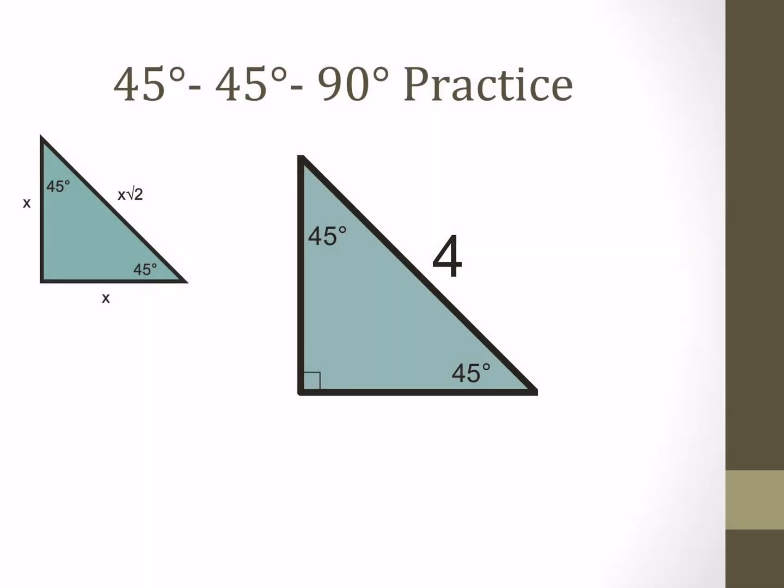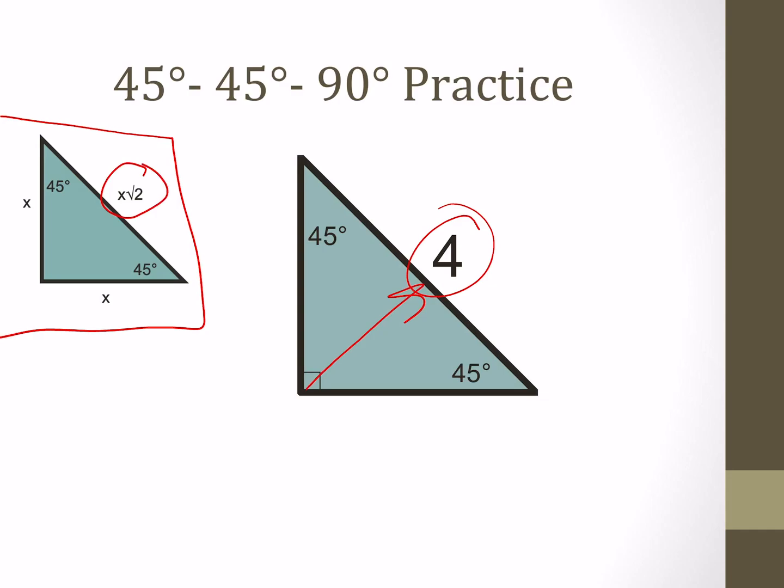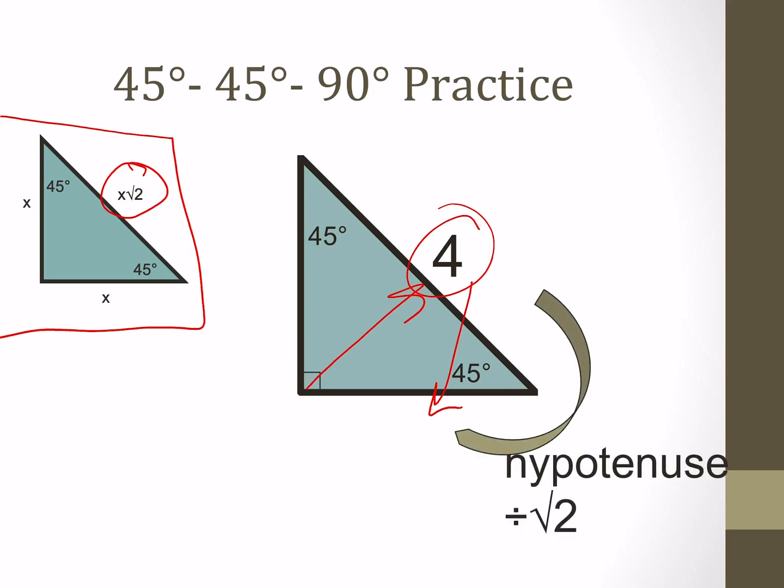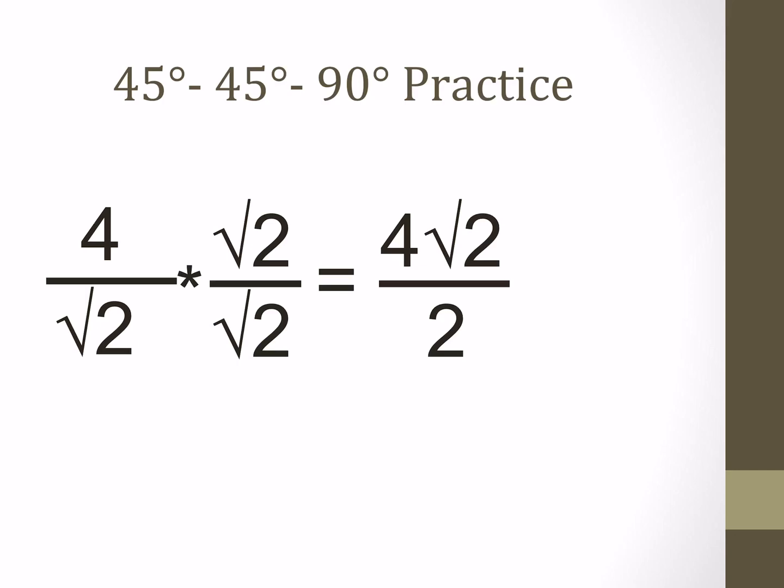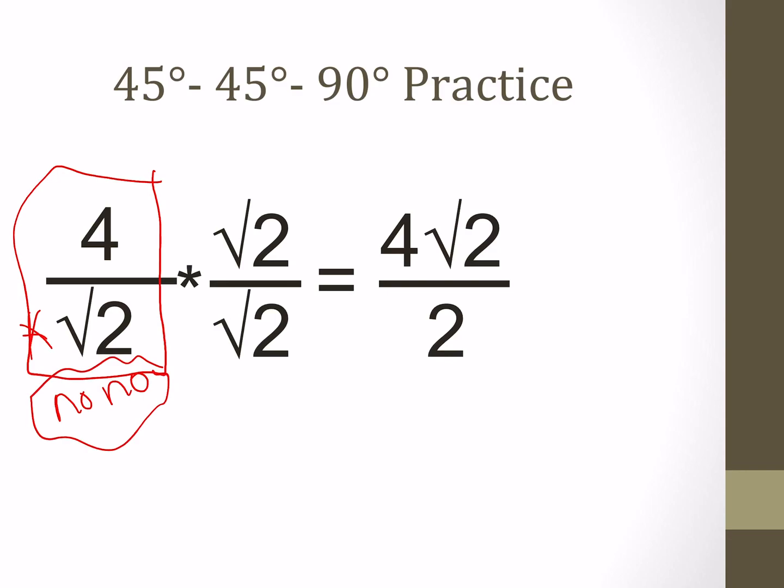So let's do another example where it doesn't work out so pretty. I've got my 4 as my hypotenuse, which is my x radical 2. So in order to go down to my leg, I am going to divide by radical 2. So here's the math. I take 4 and I divide it by radical 2. We do not like a radical in the denominator. That's a no-no. You like my no-no? Anyway, so in order to get rid of it, I have to multiply it by itself.